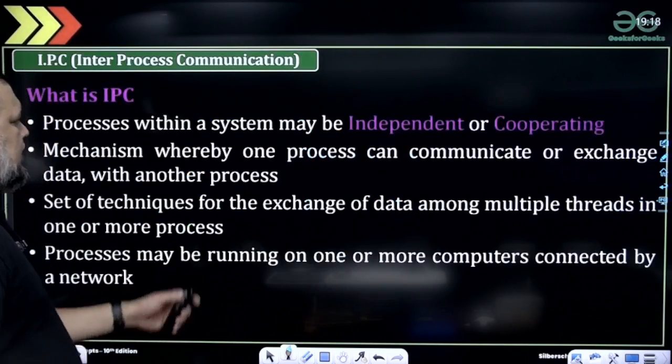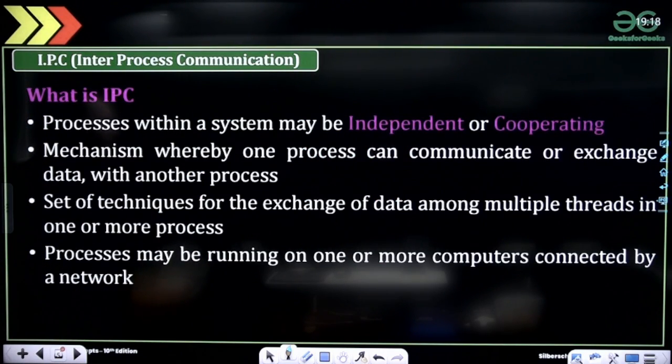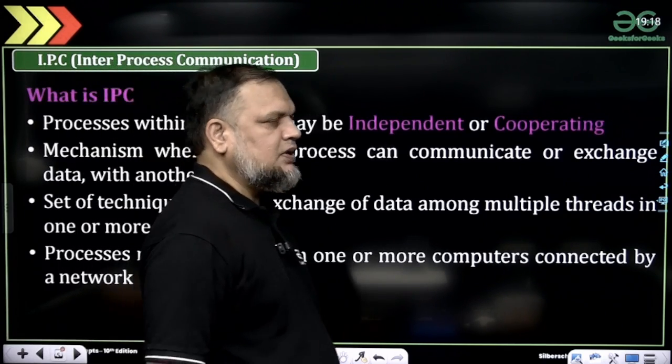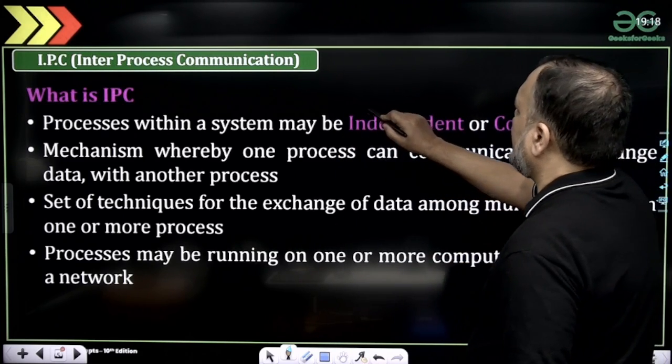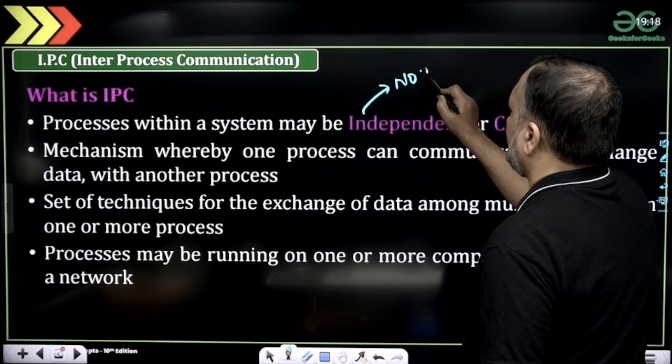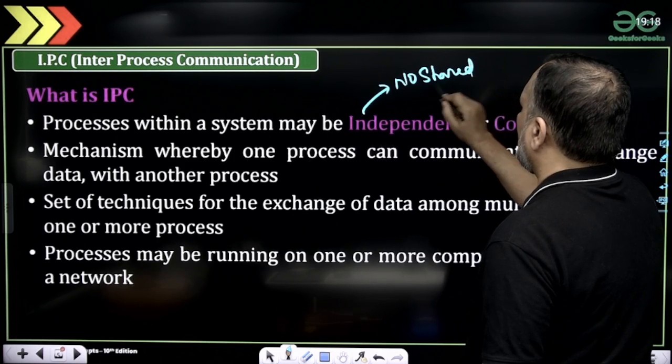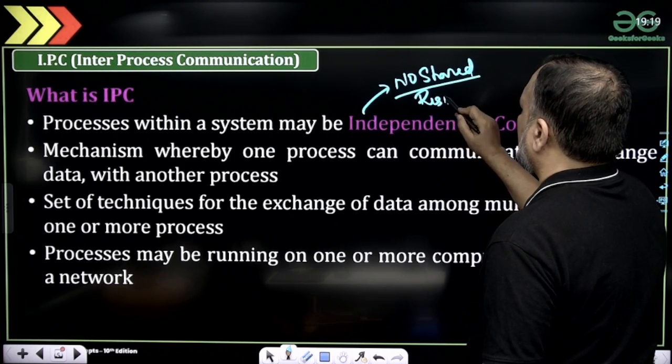Here we will have some points with regard to IPCs. Processes within a system may be classified, in the context of communication, as either independent or cooperating. Independent means they are not communicating, there is no shared resource. There is no communication going on between the processes.